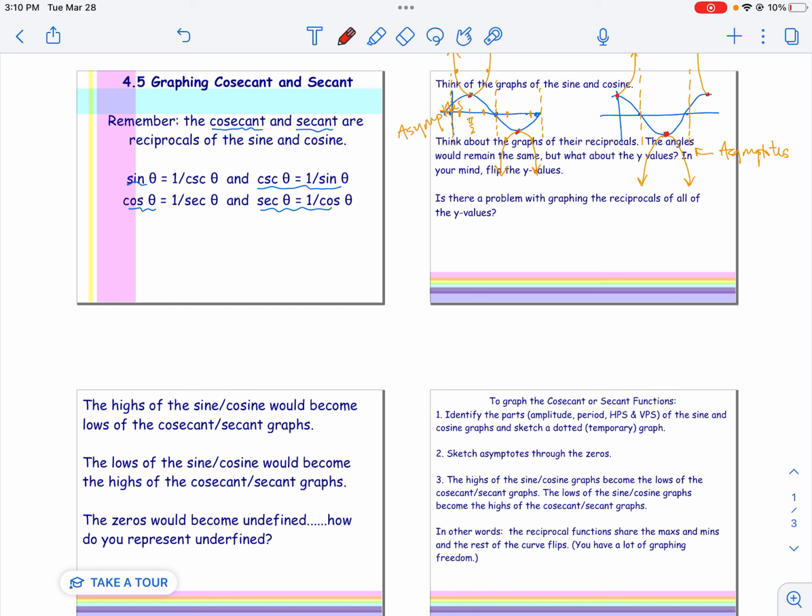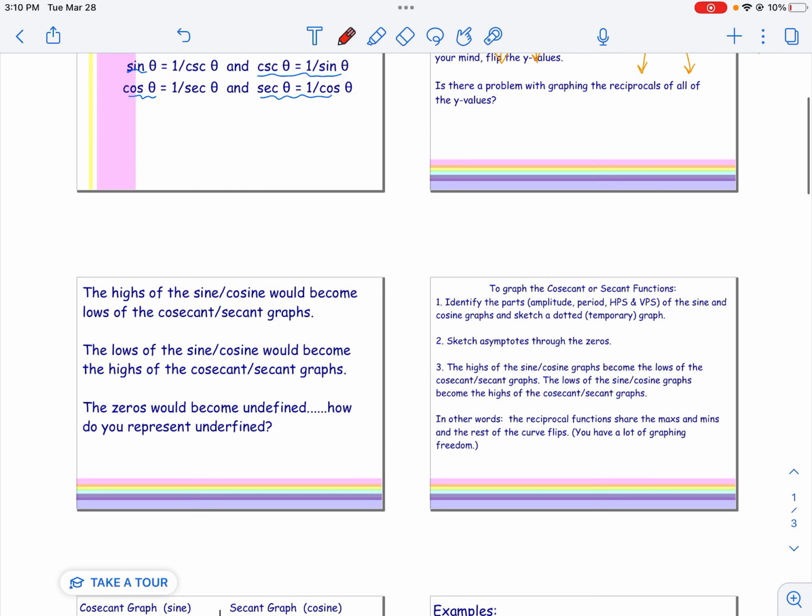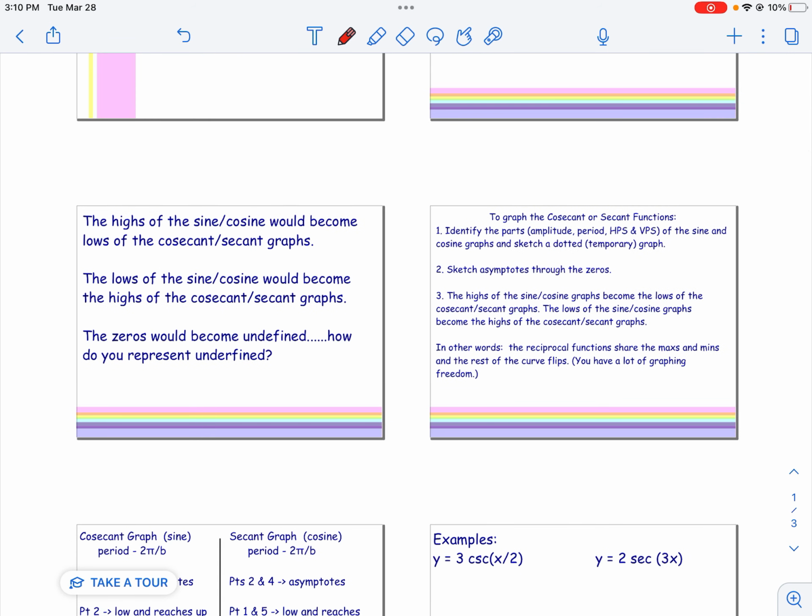Okay, the zeros are undefined, and we represent something that's undefined as having an asymptote. So to graph the cosecant and secant functions, we're going to identify the amplitude, the period, and any kind of phase shift that takes place for the sine curve. So we're going to really start with graphing the sine curve or the cosine curve, and then we're going to fill in the sketch for the cosecant and the secant, and I will do that in the next video, which is example 1.